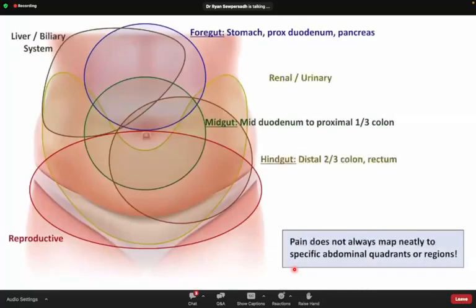Now, pain from midgut structures can extend into the epigastrium and even the suprapubic areas. Hindgut structures can lead to pain throughout half the abdomen. Pain from the genitourinary and reproductive systems can be widespread, and even pain from the liver and biliary system can extend outside the right upper quadrant, okay? So pain doesn't always map out neatly as described in the textbooks, okay?